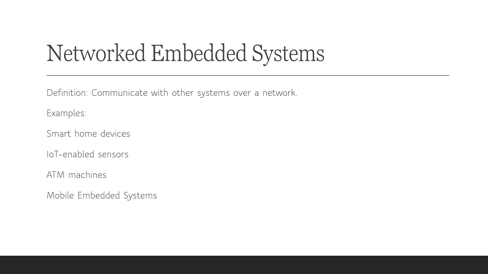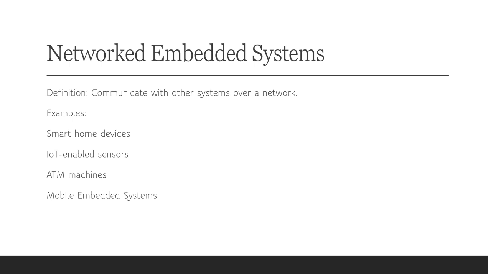Next, networked embedded systems. For example, we use networking signals like Wi-Fi. We share data from one mobile to another mobile. These systems communicate with other systems over a network. We use Bluetooth, Share Point, Quick Share, and different applications to share over the network.